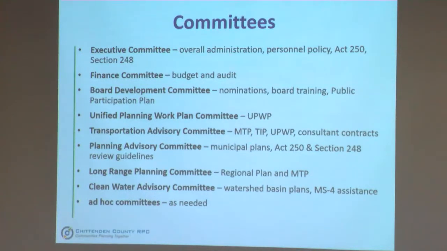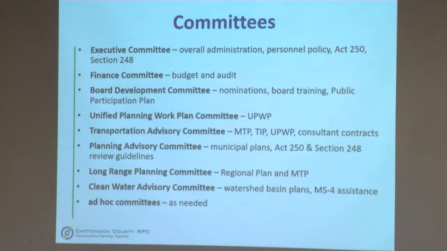They do kind of a peer review of municipal plans, make sure they're compliant with statute. And they also look at the Act 250 Section 248 review guidelines. So they recommend those to the board. We just updated those a year or so ago with new energy requirements. And then the Long Range Planning Committee, that's a committee that only meets every 5 or 8 years. And I'll talk about the regional plan and the Metropolitan Transportation Plan a little bit more later.